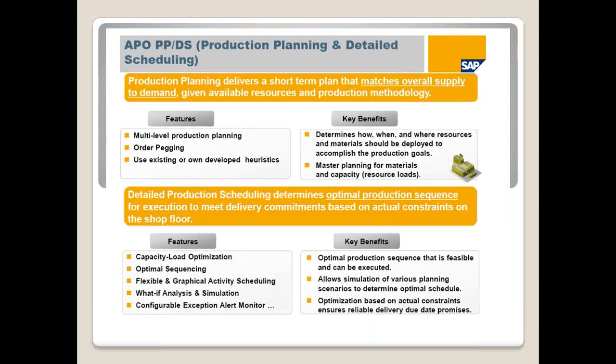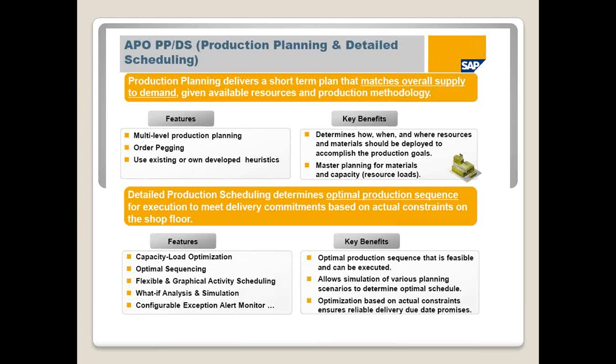Then the other module is PPDS. Once we run the SNP, we will convert the SNP planned orders to PPDS, and then we are going to run the PPDS planning. Basically, PPDS is going to handle short-term production planning.